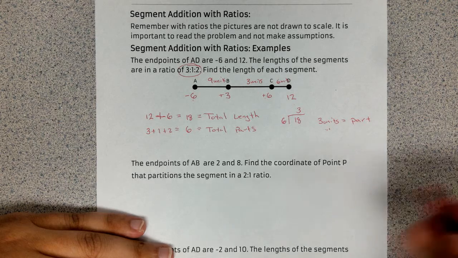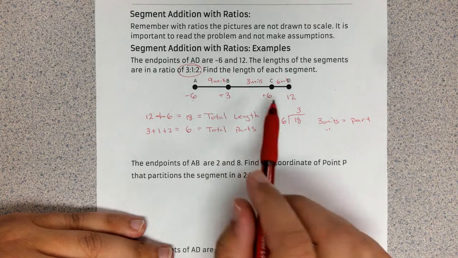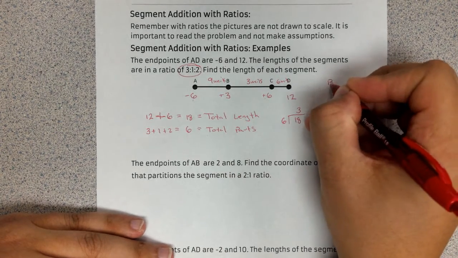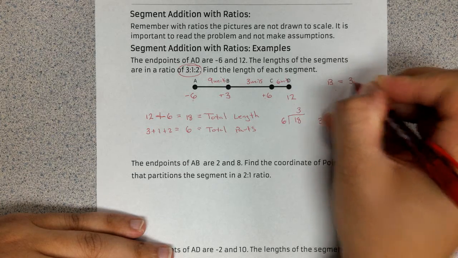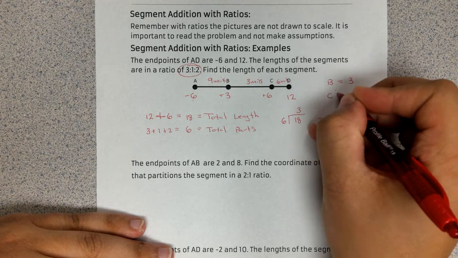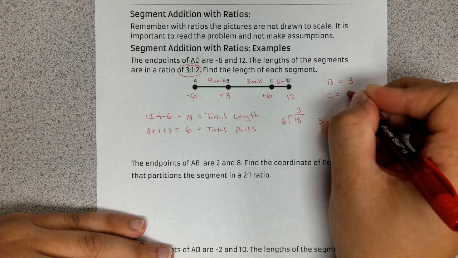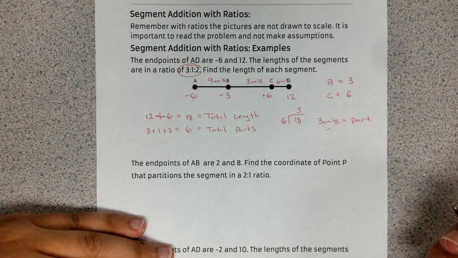Okay? So I found the ratio and figured out where my parts are, so point B is located at 3, and point C is located at 6. And that's it. That's all we do.